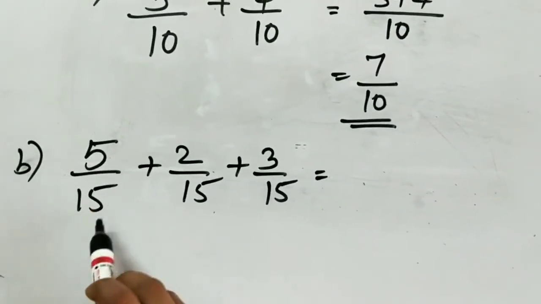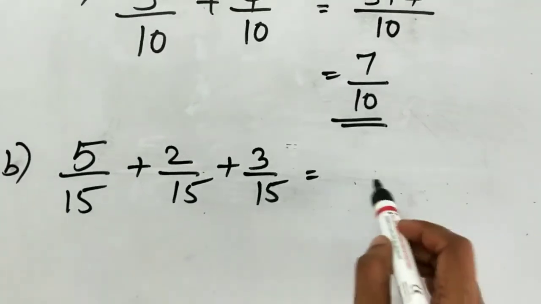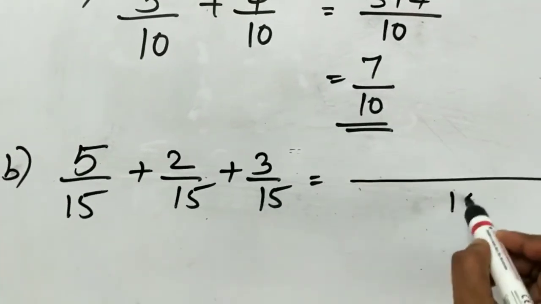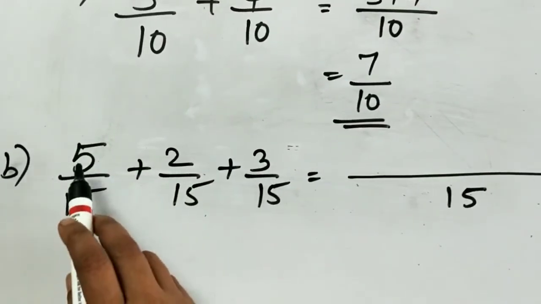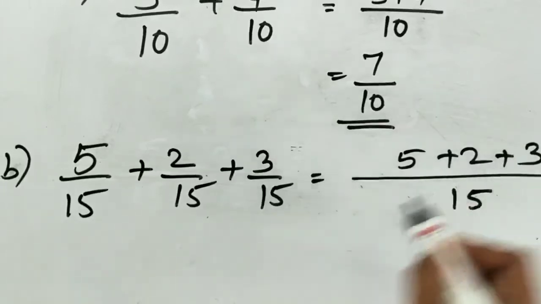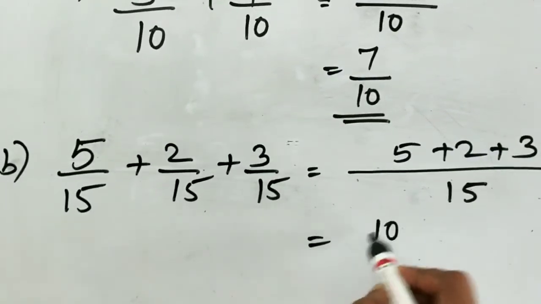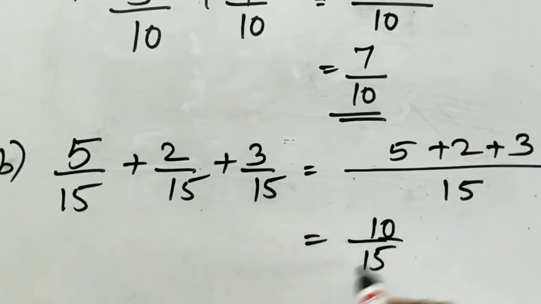Next, 5 by 15 plus 2 by 15 plus 3 by 15. Denominator is 15. We need to add the numerators. 5 plus 2 plus 3. 5 plus 2, 7. 7 plus 3, 10. 10 by 15.